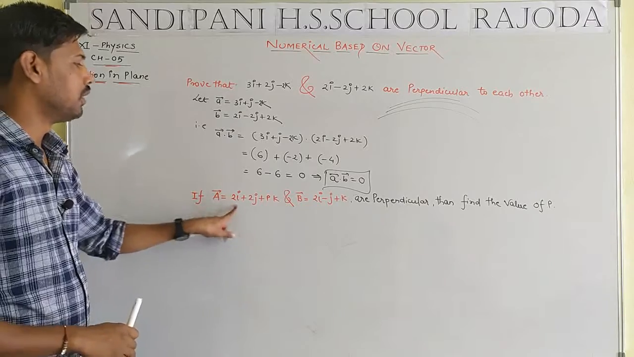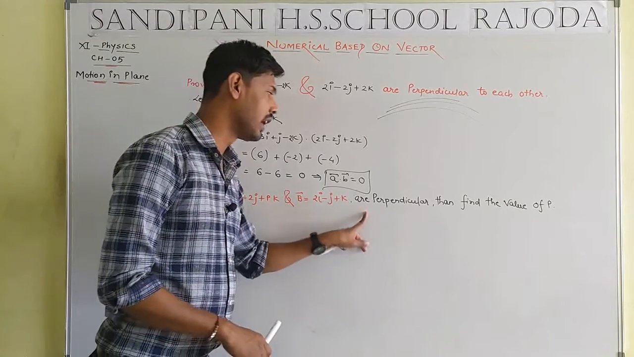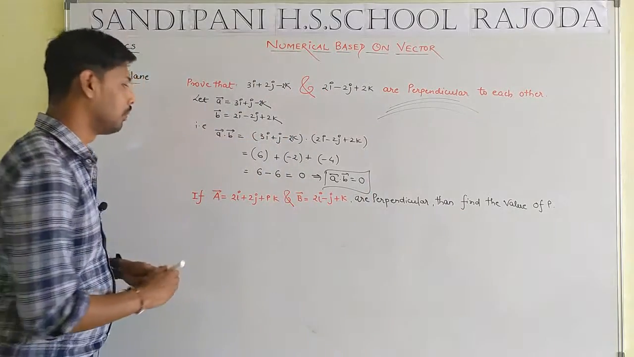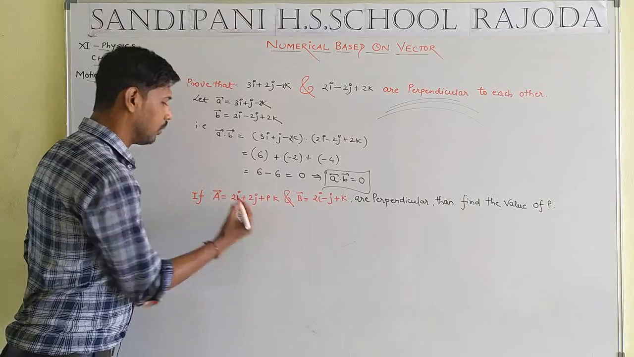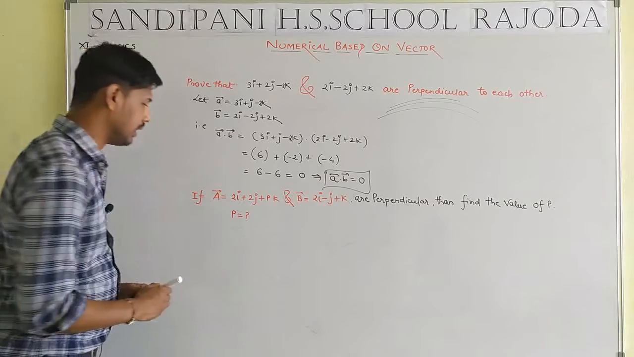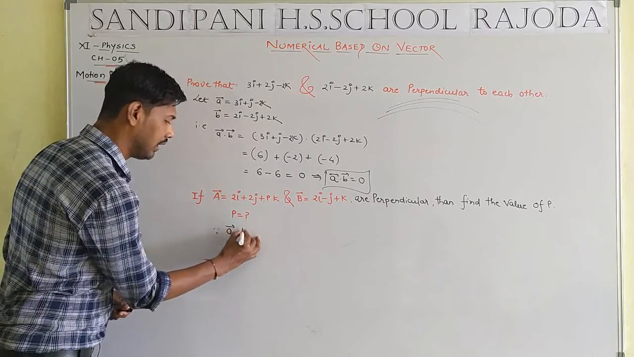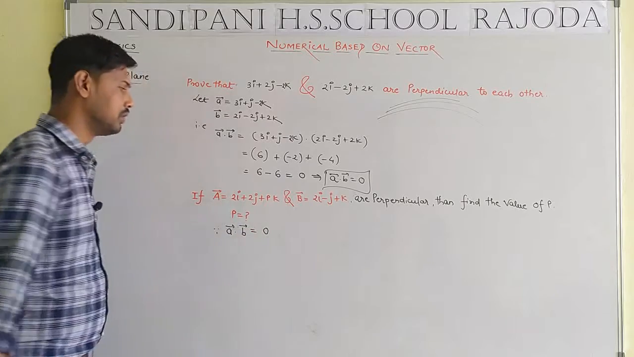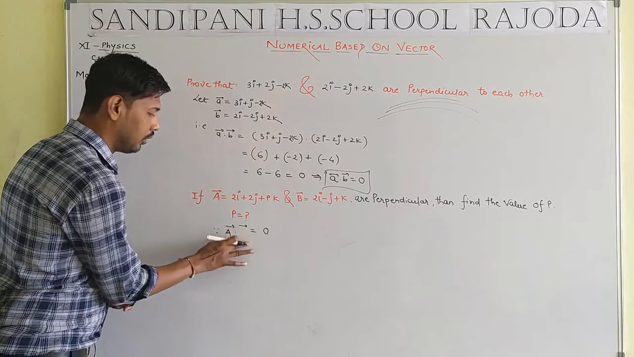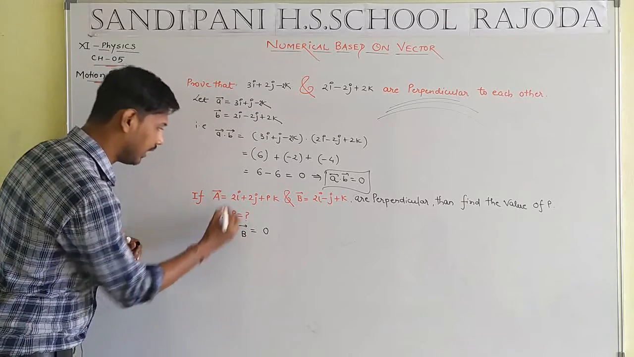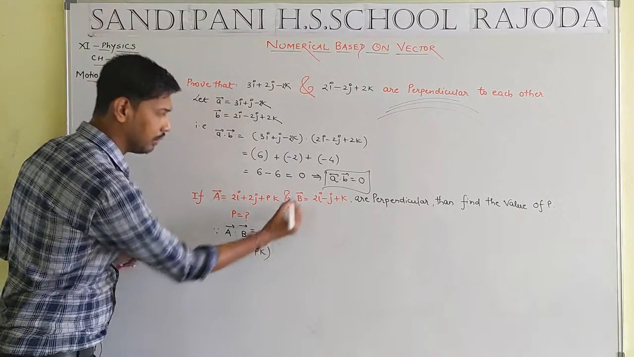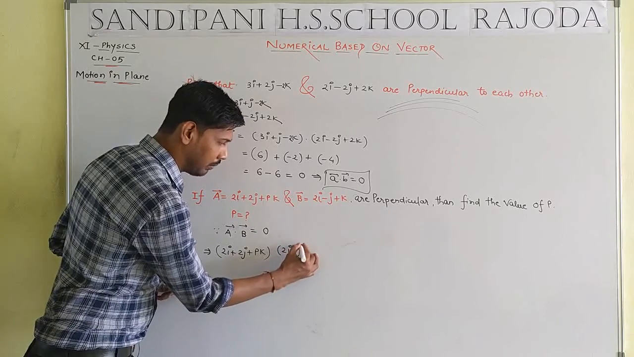If A will be equal to this and B will be equal to this, and given that both are perpendicular, then we have to find the value of P. That means P equal to question mark, where A and B both are perpendicular to each other, such that given that A dot B will be equal to 0. A and B in the form of capital, so we write capital A dot capital B.